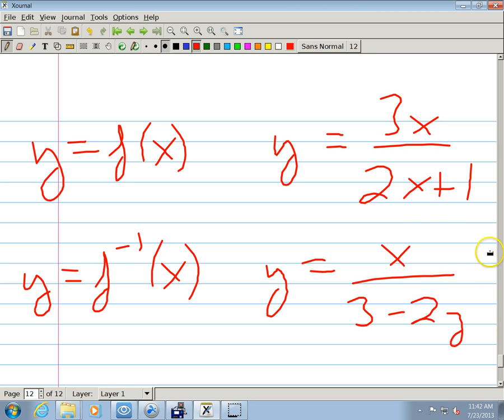All right? Now be careful. That's also an x, sorry. This x is the old y. Don't get confused, all right? The input here is the output from the first equation.